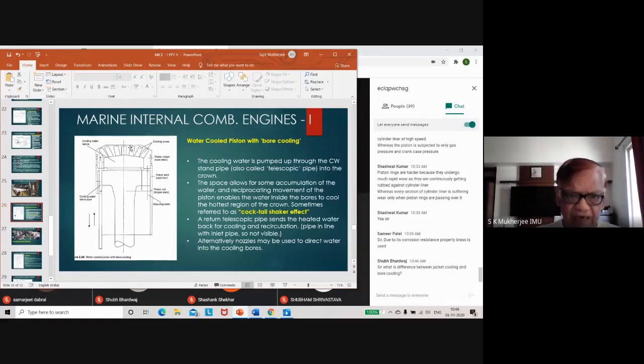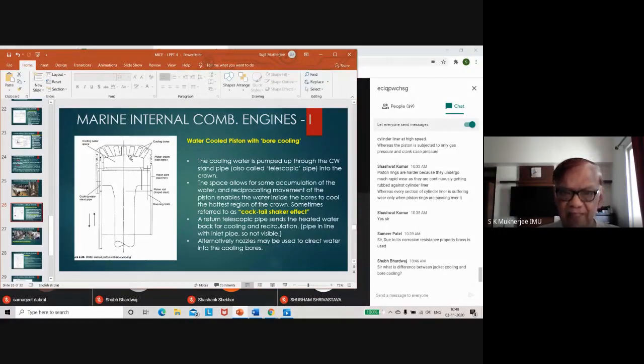And the hottest part is the part closest to the exposed surface of the combustion chamber, that is the top of the piston crown. And that heat is immediately transferred to the inner sides of the bore. So if the water reaches there, it extracts the heat from there and is able to discharge most of the heat. So the temperature differential between this point and this point is definitely much less. So the thermal stress between the two surfaces is also eliminated.